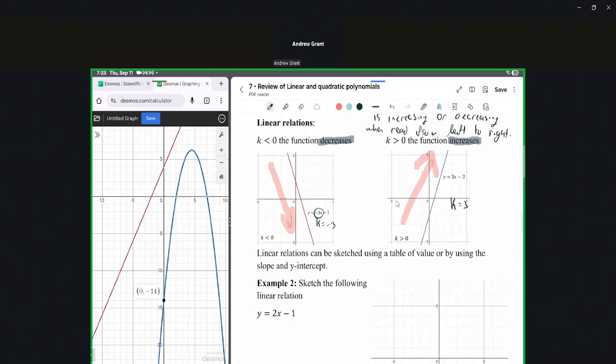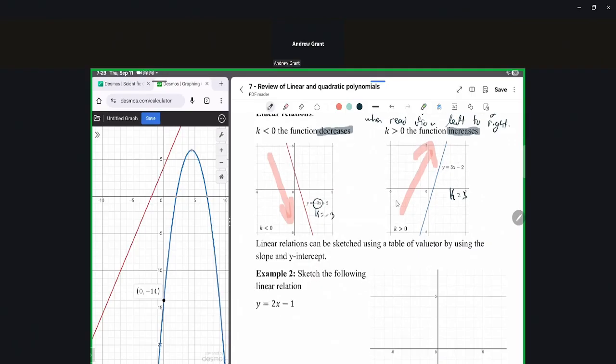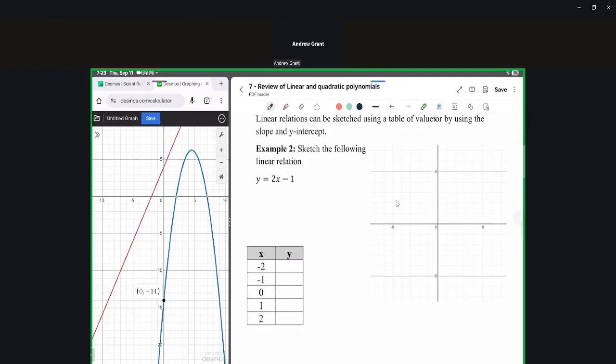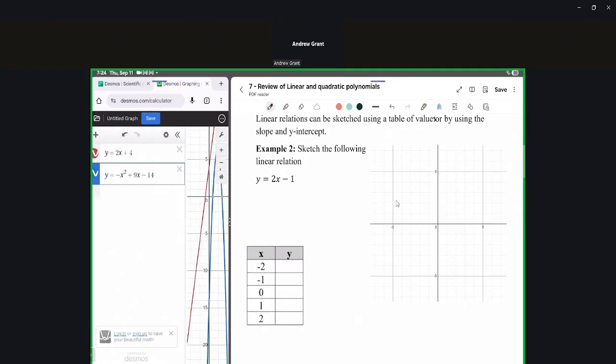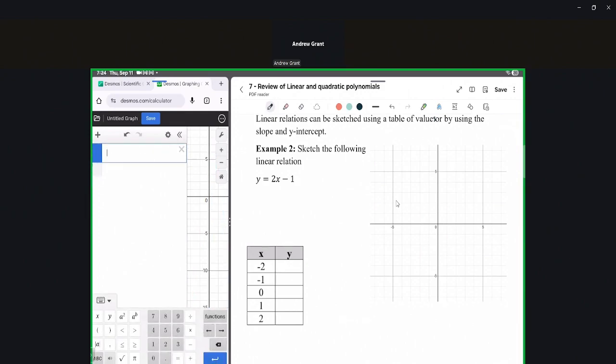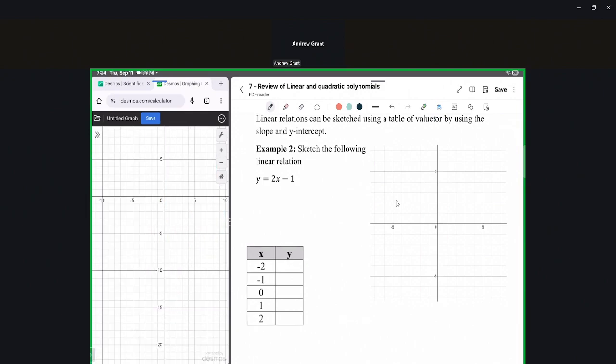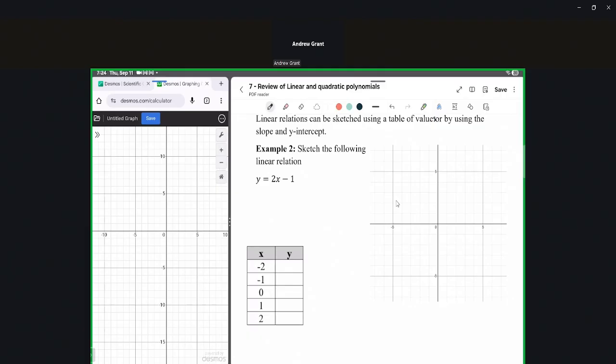Linear relations can be sketched using a table of values or using the slope and y-intercept. Both are okay. Hopefully that's a review for you, but if not, that's okay. We're going to sketch the following. So if we have y is equal to 2x minus 1, you can sketch this either using the slope and the y-intercept or a table of values. I'll show you both and plot the solution and then have Desmos confirm this is the case.